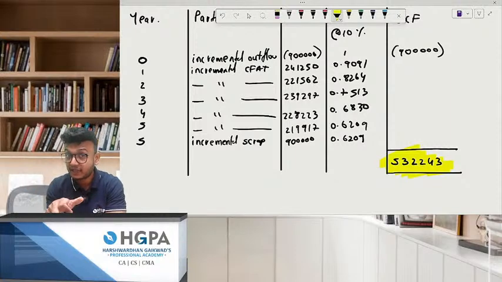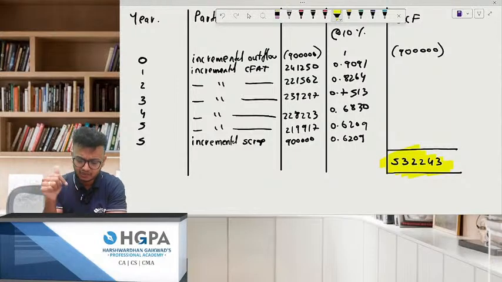If yesterday you were there in the lecture, I had told 3 things. One is the scrap value which will come at the end. Second, your recovery of working capital, and third is this what you're telling me. Tax shield on what? Your loss. That will also come, but there is nothing in this question. Okay, so this is your answer.